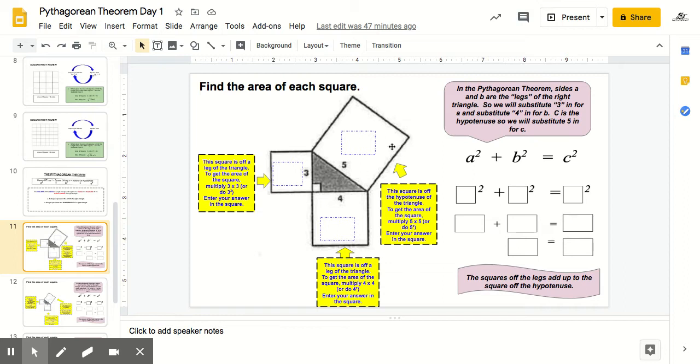Okay? And again, here we have a square that is off of the hypotenuse. The hypotenuse is equal to 5. So this is a square off of the hypotenuse of the triangle. And to get the area of this square here, we would multiply 5 by 5 or do 5 squared.